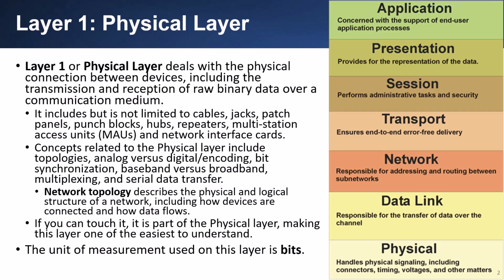Network topology describes the physical and logical structure of a network, including how devices are connected and how data flows. If you can touch it, it is part of the physical layer, making this layer one of the easiest to understand. The unit of measurement used on the layer is bits.